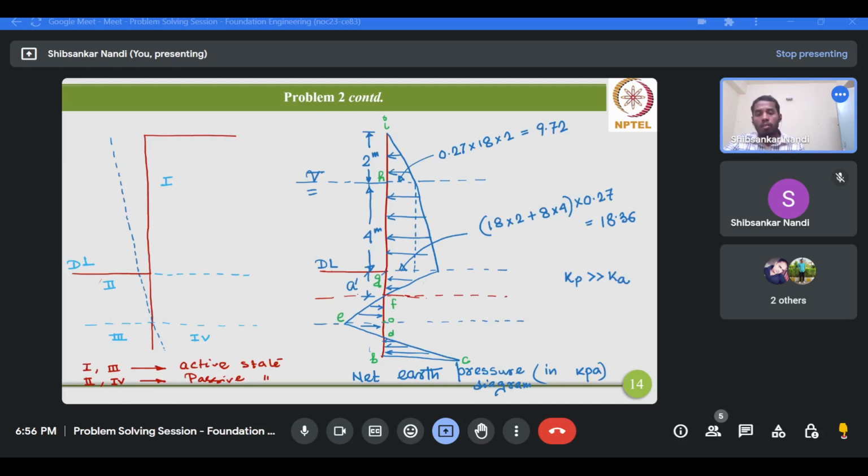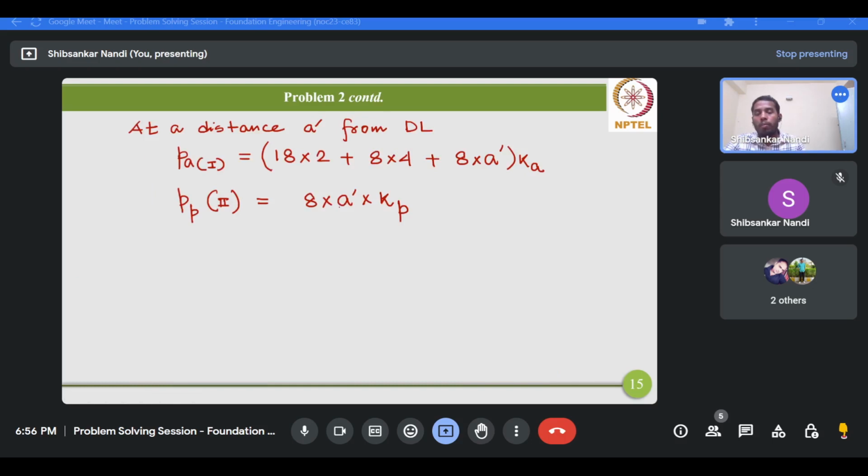Why 8? Because this is submerged, totally submerged under the water table. This part is void, so the distribution will start in this fashion. So 8, the submerged unit weight, multiplied by A prime, the depth, and this is the Kp. Now Pp2 minus Pa1 should be 0. Determine the value of A prime.